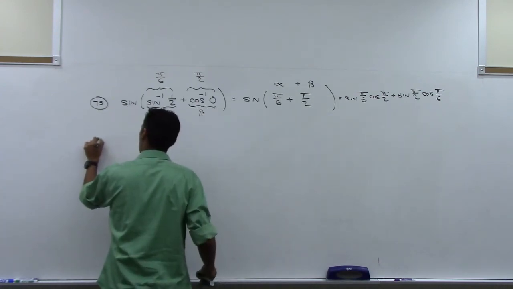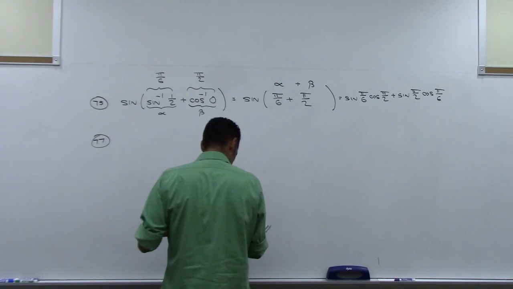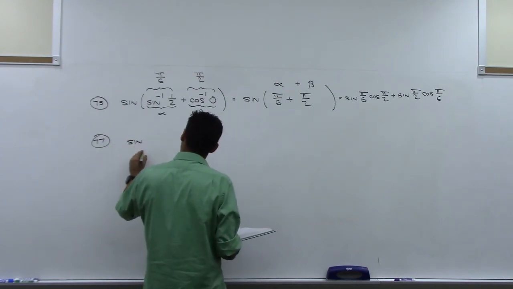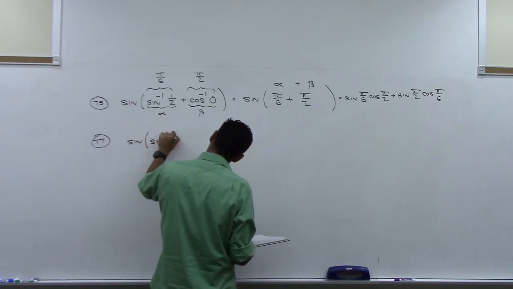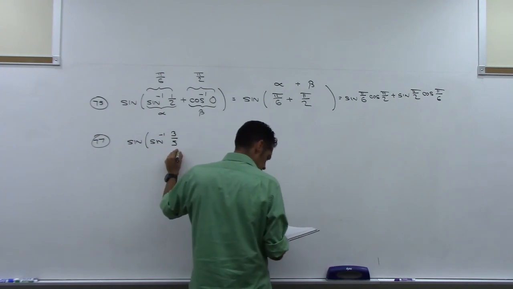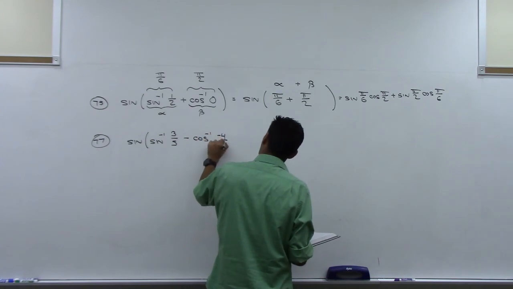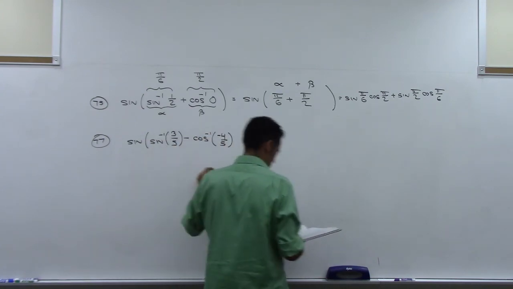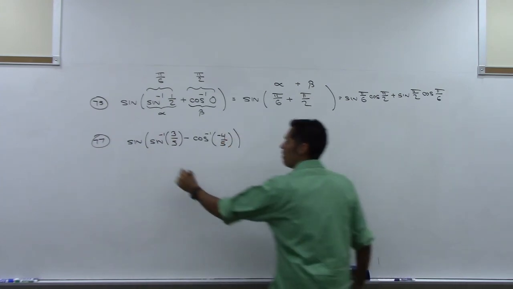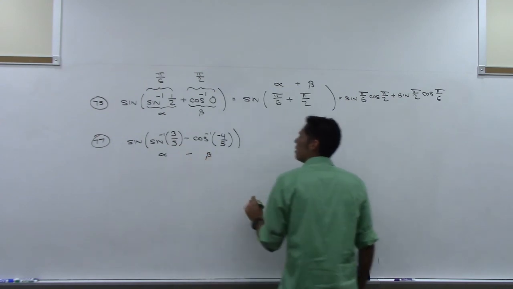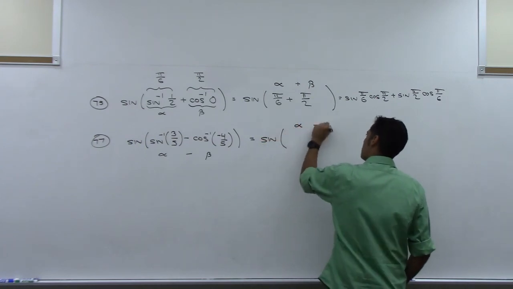Okay, 77. Okay, this one's a little different. We're doing sine inverse of 3/5 minus cosine inverse of negative 4/5. I'm going to put those in parentheses. And we're trying to figure out what this is. So again, this looks like alpha minus beta. So we are going to rewrite this as sine of alpha minus beta and use a formula.